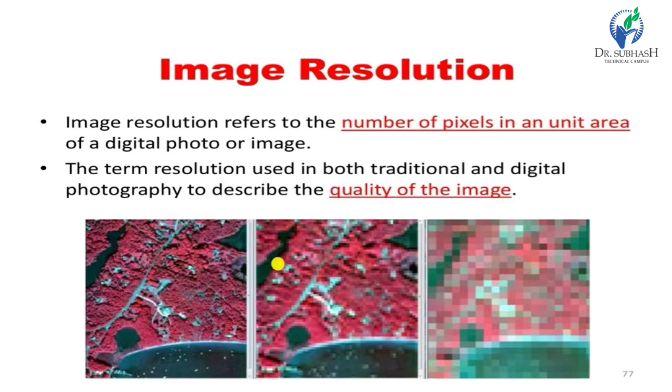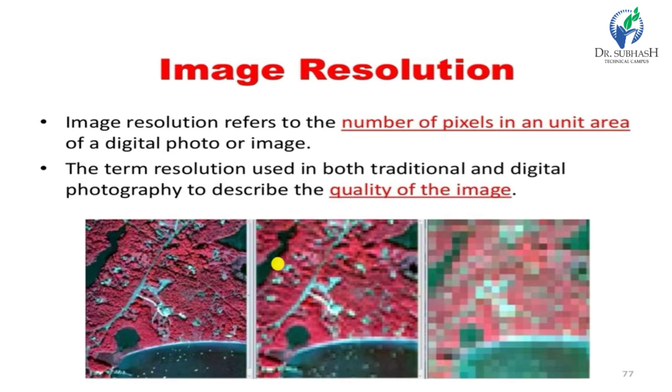Now we are moving to image resolution. If we are imparting some energy, it can be reflected and converted into the form of an image. Image resolution refers to the number of pixels in a unit area of a digital photo or image. It is terminology used in both traditional and digital photography, and pixels define the quality of the image.